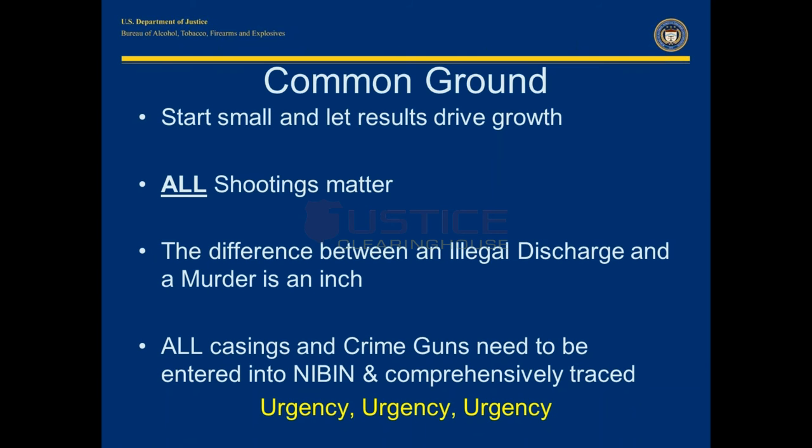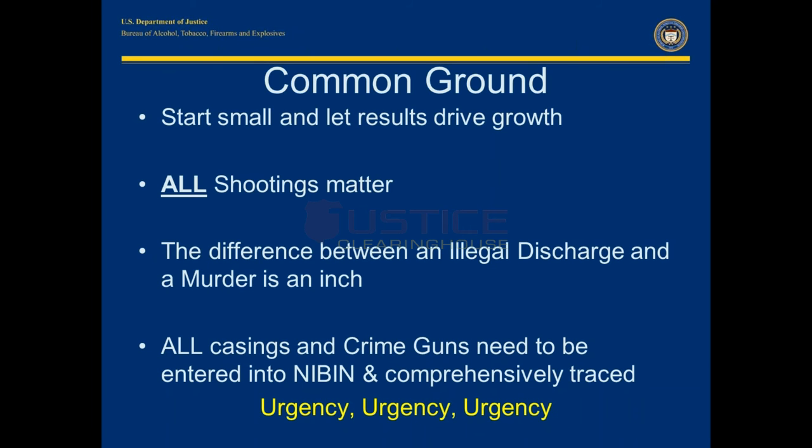The other thing, please keep in mind, the only difference between an unlawful discharge and a murder is an inch. And we see that over and over, not only in Denver, but Seattle, Milwaukee, Phoenix, Tucson, Memphis, all places that have viable crime gun intelligence centers and are partnering with ATF and NIBIN and tracing. We are seeing over and over the intent in 99% of the shootings of murder is absolutely there. They just miss.